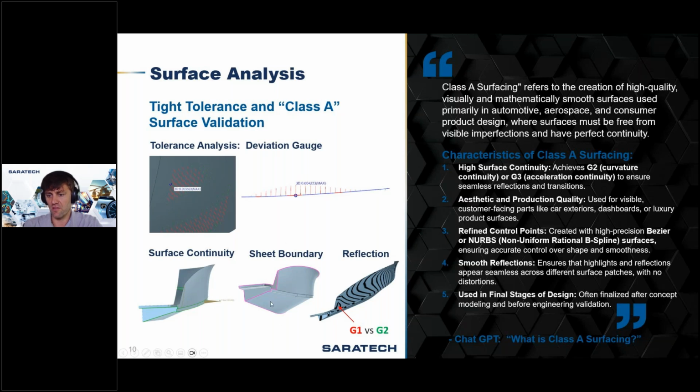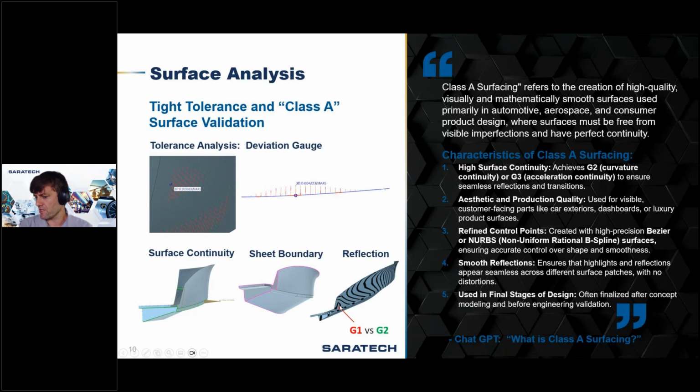Surface boundary, this is really critical. Like, why can't I get this to turn into a solid? Well, you actually have to do the surface boundary analysis to see those edges. Then specifically with Class A surfacing, reflection, and this is a big one. When I turn on the reflection lines, this is really what Class A surfacing means. You can see that all these reflection lines are true and fair. If I was looking at myself in that mirror, I would be distorted, but I wouldn't be rippled or broken, except for in this area.